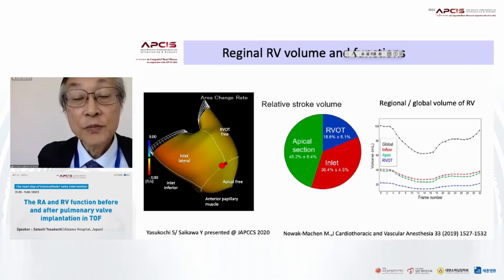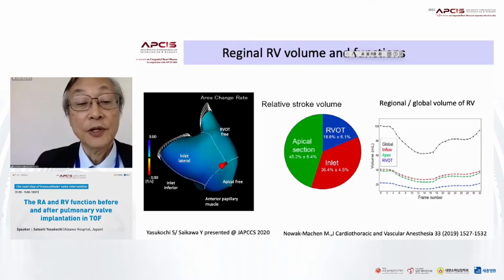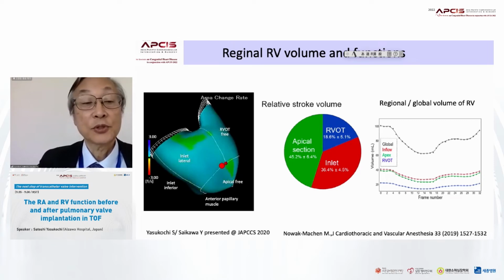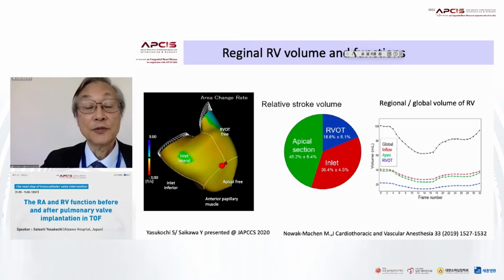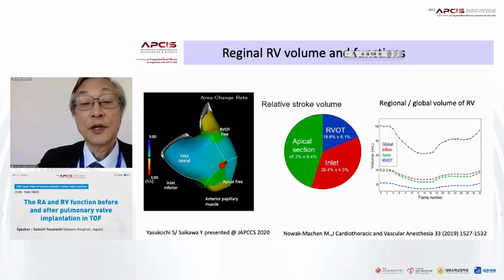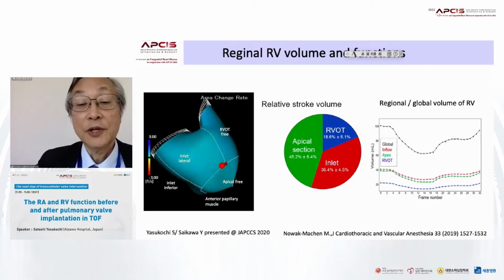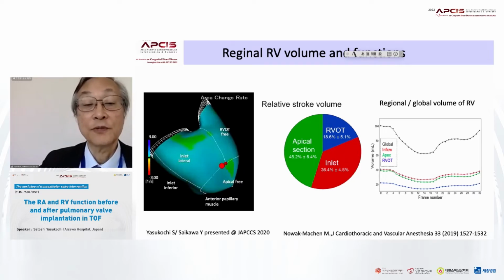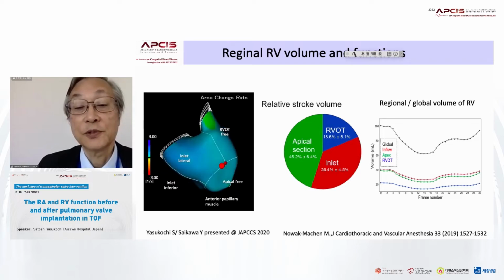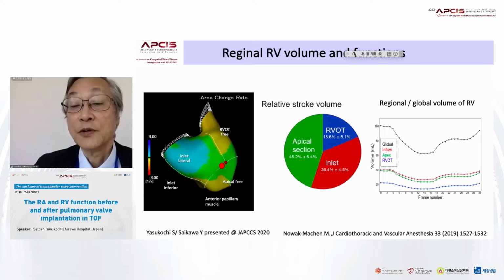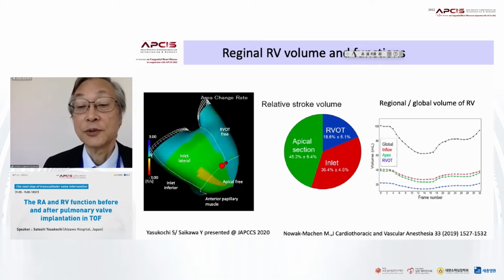The RV has three components: inlet, apical, and outlet. So we may measure segmental volume changes and contractions separately. The middle panel shows that the apical and inlet sections contribute most of the RV stroke volume. The apical section contributes 45%, the inlet section 36%, and the outflow part less than 20%. The right panel shows regional and global volume changes of the RV along the cardiac cycle.